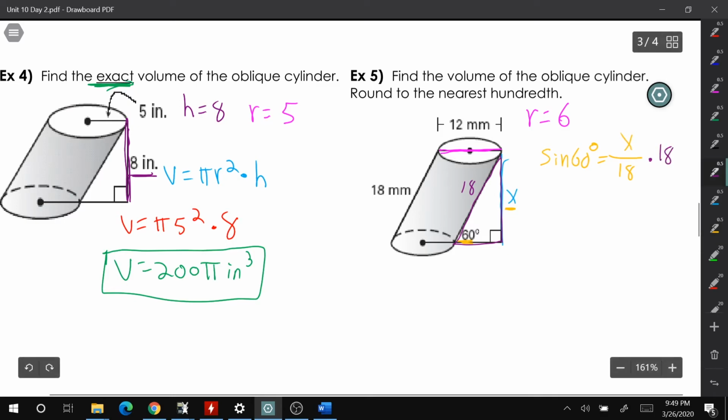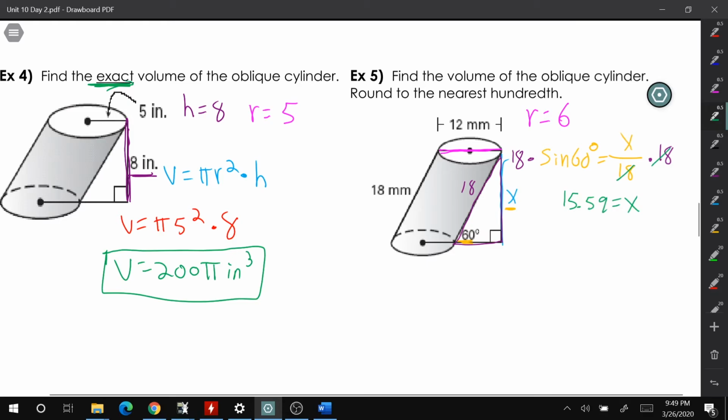Multiply both sides by 18. And then when I type into my calculator 18 times the sine of 60, I get 15.59. These 18s cancel. So that is our height. Height equals 15.59.